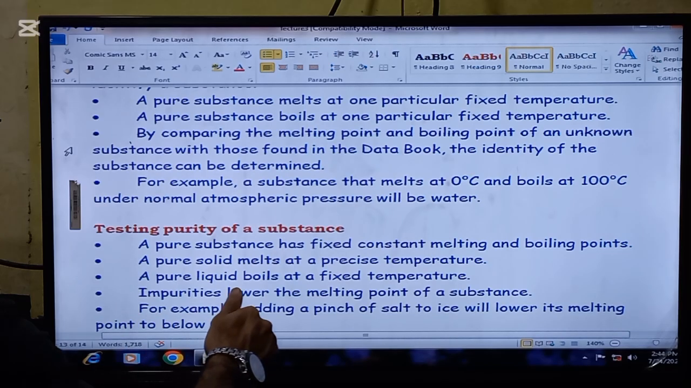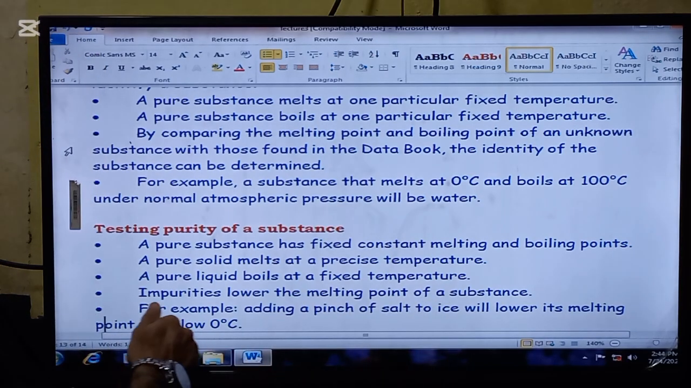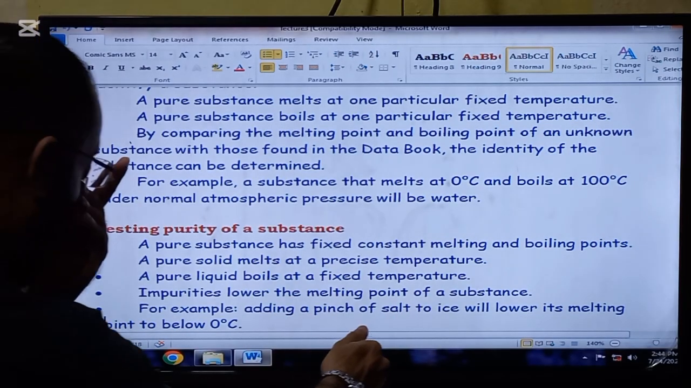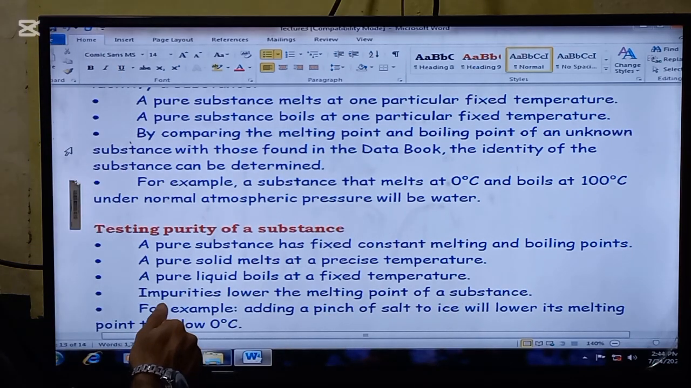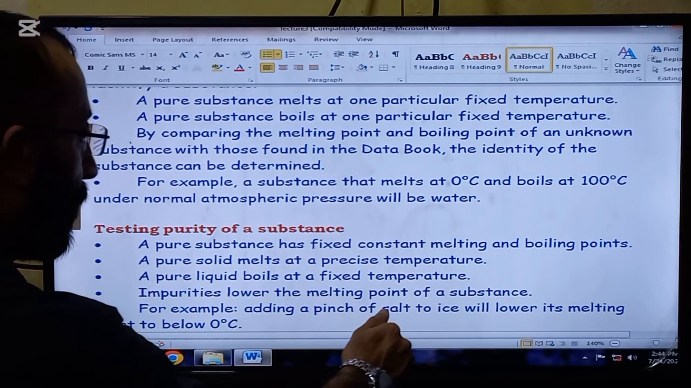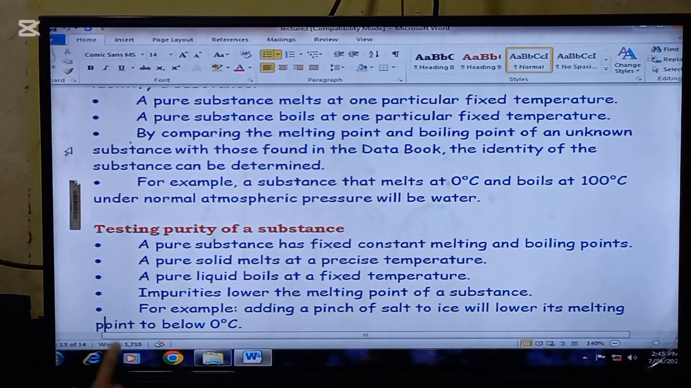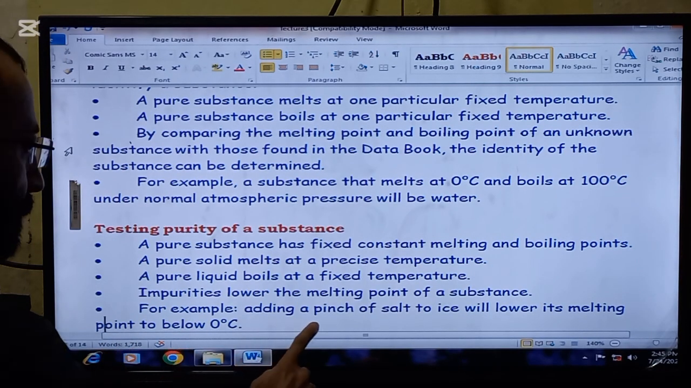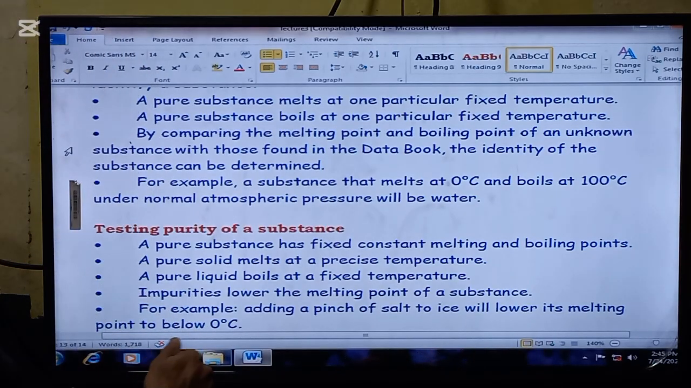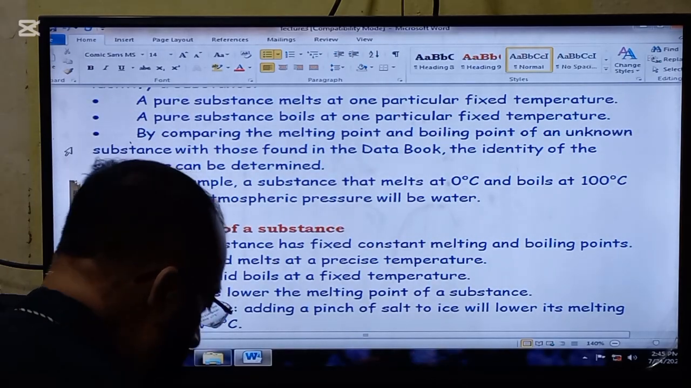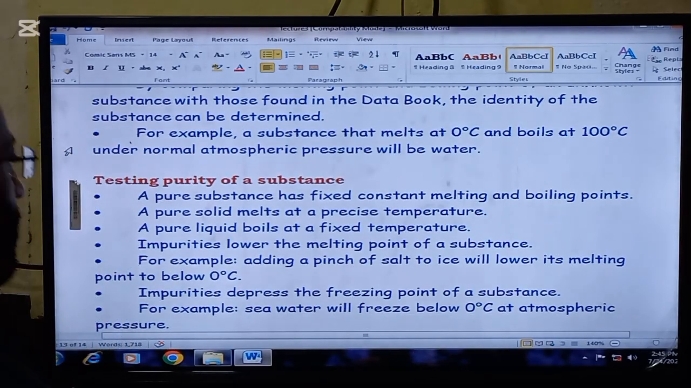A pure solid melts at a precise temperature. A pure liquid boils at a fixed temperature. Impurities lower the melting point of a substance. This is a very important point to be remembered. Impurities lower the melting point of a substance. For example, adding a pinch of salt to ice will lower its melting point to below 0 degrees C. So it means the ice is impure if it has a melting point below 0 degrees C.